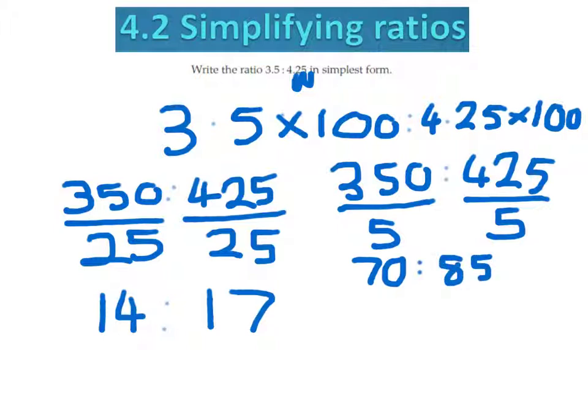Again, they both end in a 0 and a 5, so I can divide them by 5 again. If I do 70 divided by 5, I get 14. And if I do 85 divided by 5, I get 17. So that's the end of this tutorial.